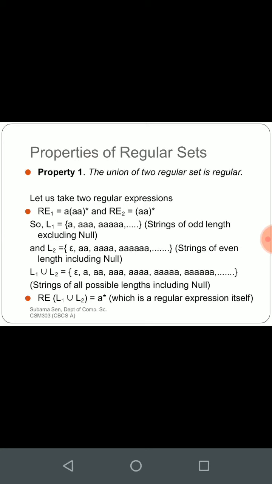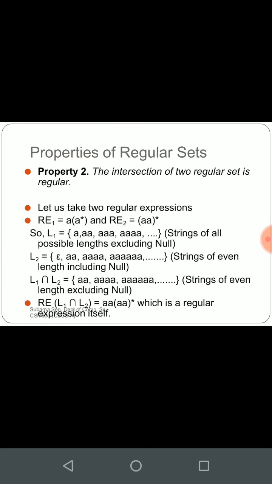If you write it again in the form of a regular expression, L1 union L2, what will be the answer? It is A star only, because it is any combination of A including null. So it is obviously a regular expression, and we can prove that the union of two regular sets is regular. Next we will see that the intersection of two regular sets is also regular.